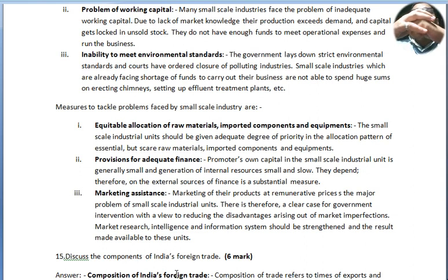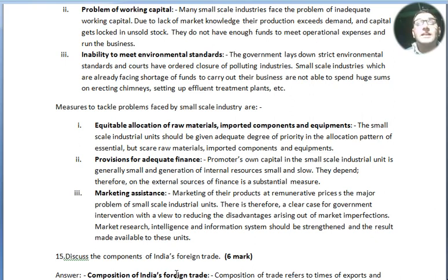Promoters' own capital in the small scale industries unit is generally small and generation of internal resource is small and slow. They depend therefore on the external source of finance in a substantial measure. Number 3, marketing assistance. Marketing of their products at remunerative prices is the major problem of small scale industries unit.